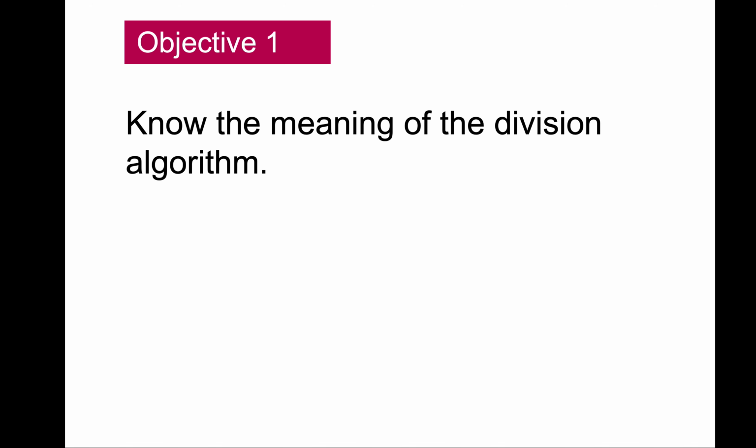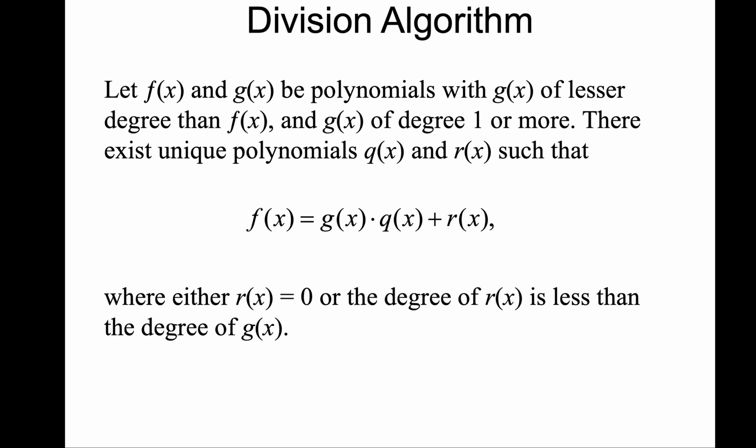So we want to know the meaning of the division algorithm. So the division algorithm gives us some example statements like, let f of x and g of x be polynomials where g of x has a lesser exponent. So that'd be x cubed and x squared, where g of x is x squared.